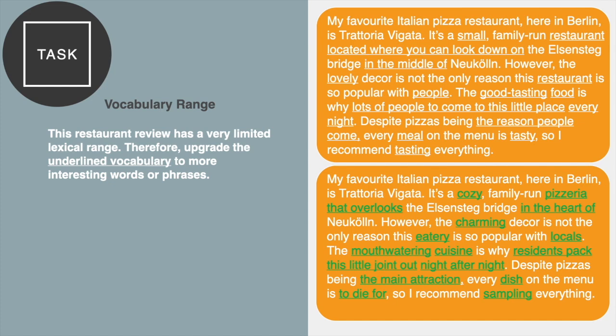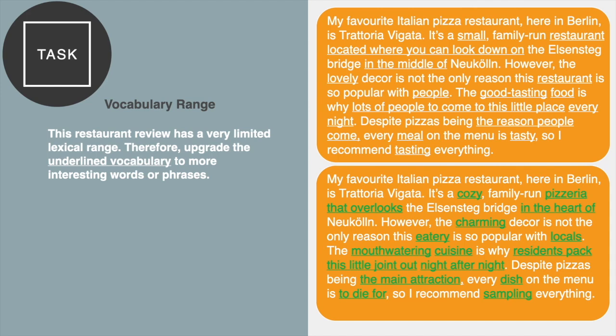Now let's have a look at the upgrade adjectives. Instead of describing the restaurant as small, cozy was used. Why? Because small, when describing property, has a negative connotation. However, this is a positive review. Therefore, the adjective chosen should reflect this positivity. And cozy has a positive connotation. It does mean small, but it also means warm and comfortable.